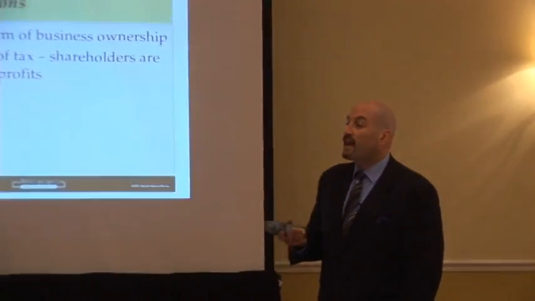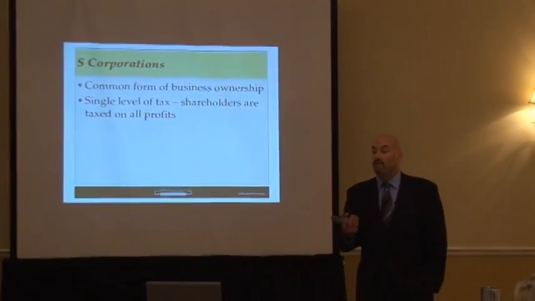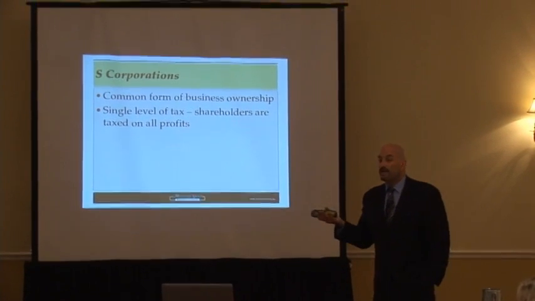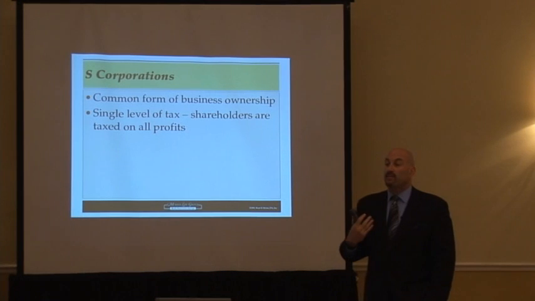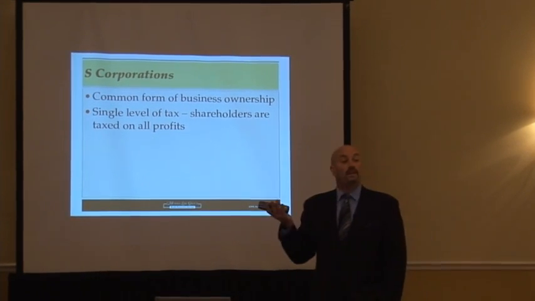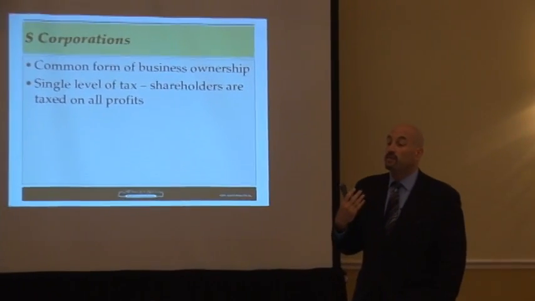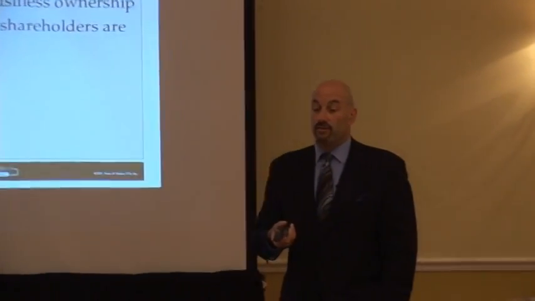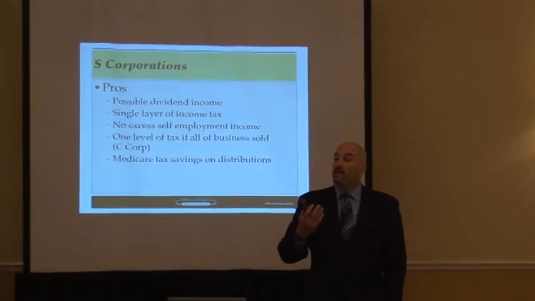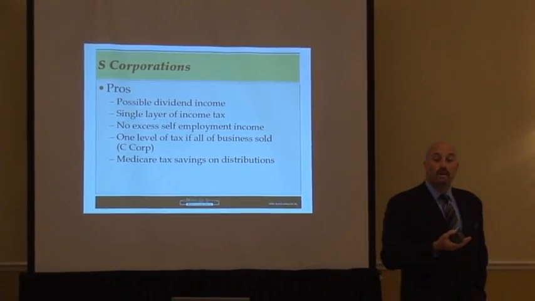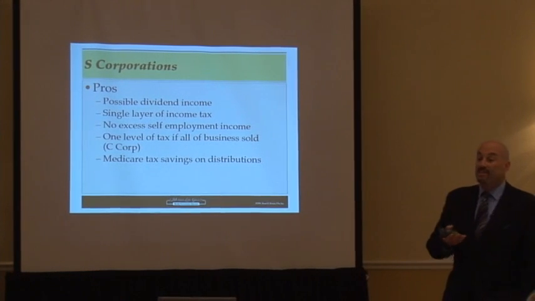S corporations. Today, that is probably the most common form of business entity used because there's a single level of tax. The income is earned and the shareholder pays the tax on the income and earns one level of tax. All of the income flows out to the shareholders as it is earned. The advantages are that you can separate out the employment income from the earnings of the company and save on payroll taxes.